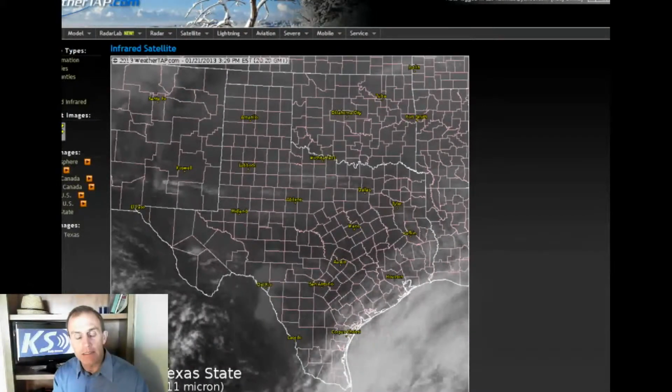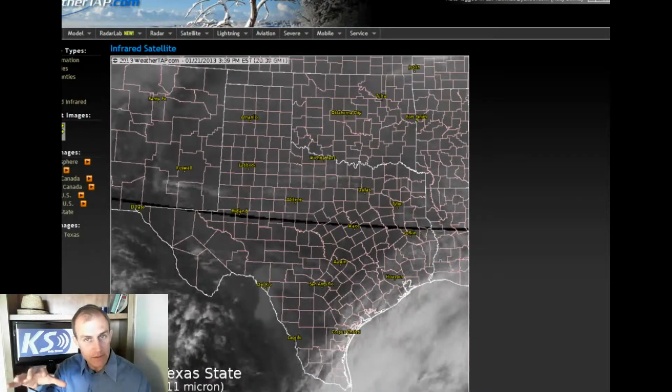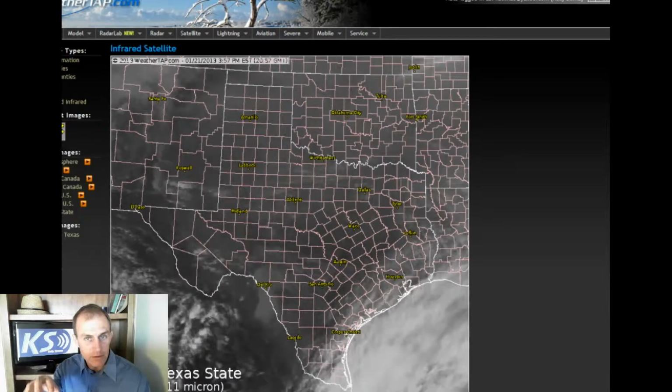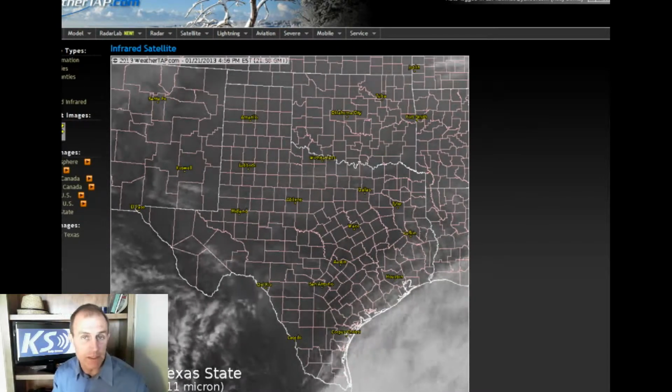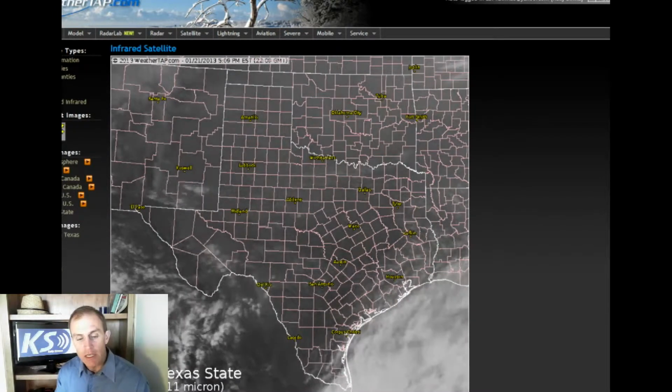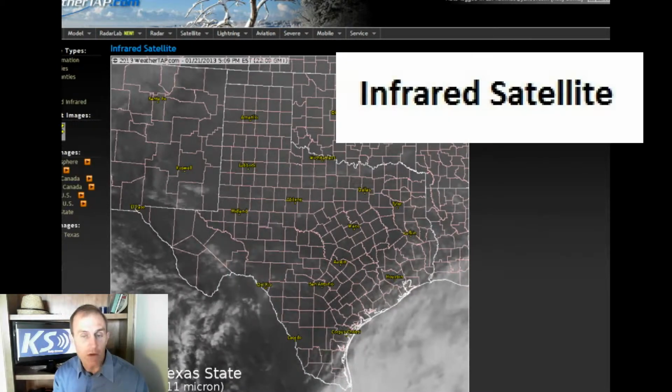Infrared satellite is different. Yes, there is a sensor up there shooting down, but it's not taking an actual picture. It's actually measuring the temperature of wherever that cloud may be, or whatever that is running into. It's called an infrared satellite.